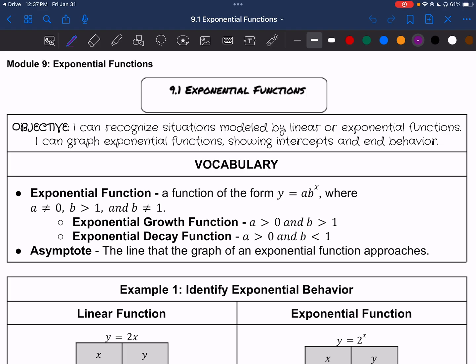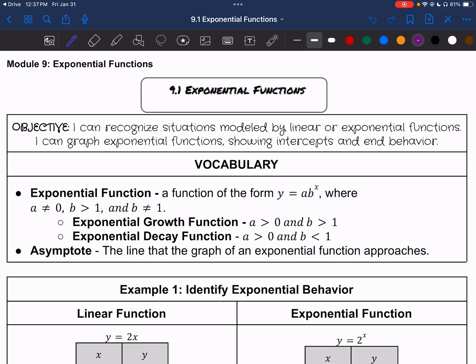An exponential decay function, a is still going to be greater than 0, so our first term is still positive. We're still taking some quantity, and we are multiplying it by something that is less than 1. So we are multiplying it by a fraction, a decimal. Think in terms of like 0.5, 1/2, right? We are multiplying by 1/2 over and over again. So we're getting smaller after each interval.